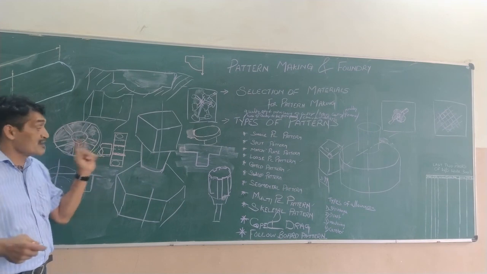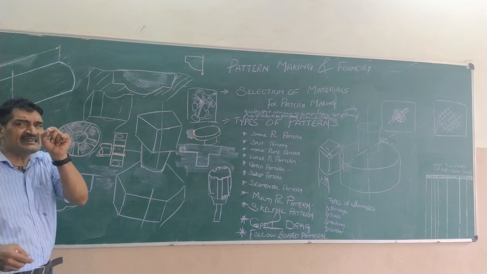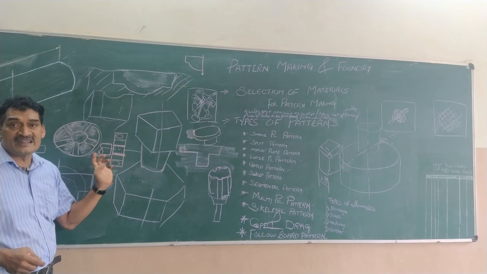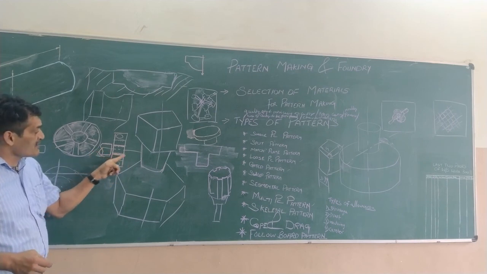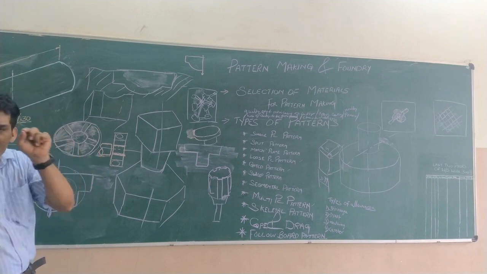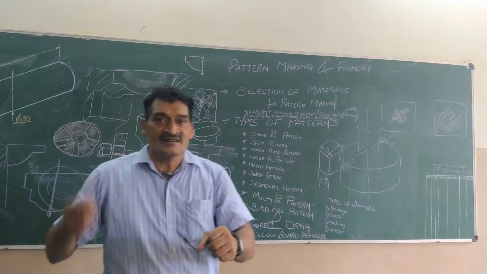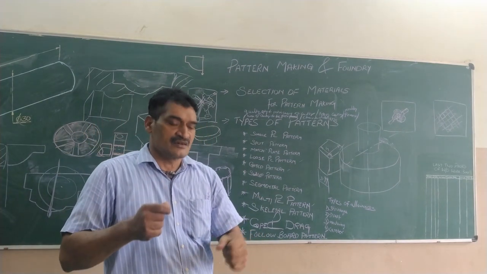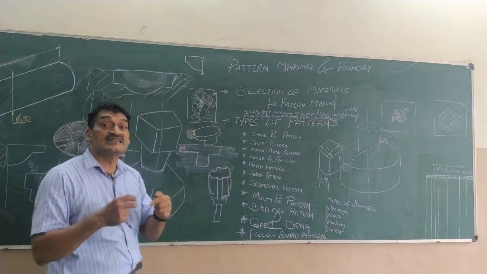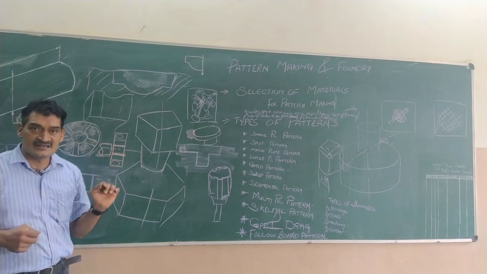Interference means, when will there be an interference? When the diameter of the shaft is slightly bigger than the bore diameter of your bearing. If your bore diameter is 25 and the shaft diameter is 25.01, here you will have to press the shaft in or force the shaft in, but there is an interference. So this is called an interference fit.